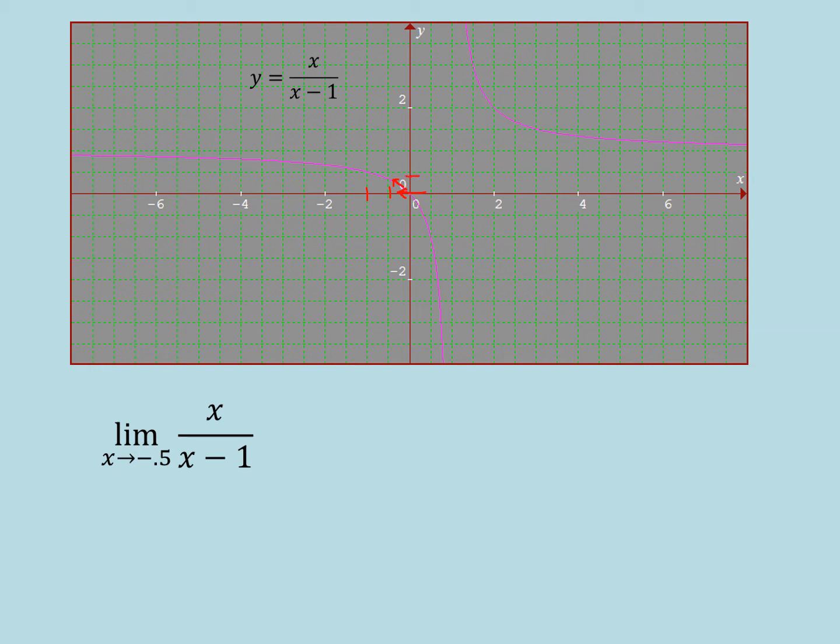It's approaching this value right here. And as we're approaching negative 0.5 from the left, the y values are approaching that same value. Now we're going to approximate this value. Here this would be 1. So it appears this would be 0.5, so a little less than 0.5. So we may say 0.4.